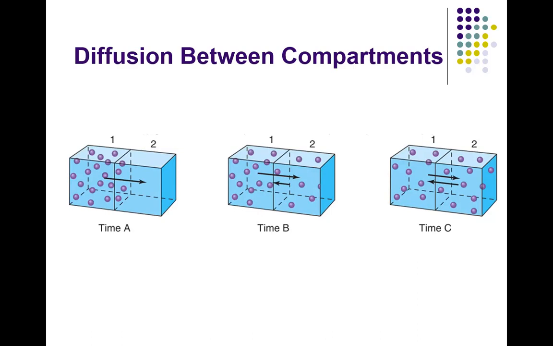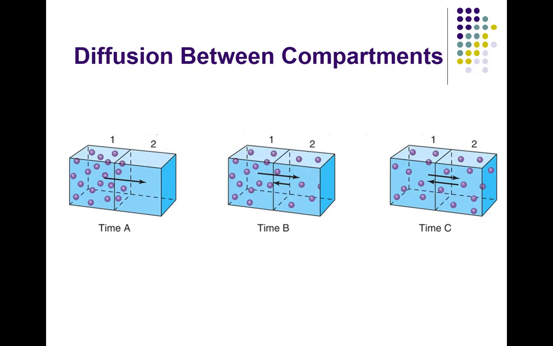And then you'll notice that the arrows don't go away. The arrows are equal. They're equal on each side. And that's because at equilibrium, things are still moving. Those molecules can still pass through that membrane. It's just that they're passing through in the same number.